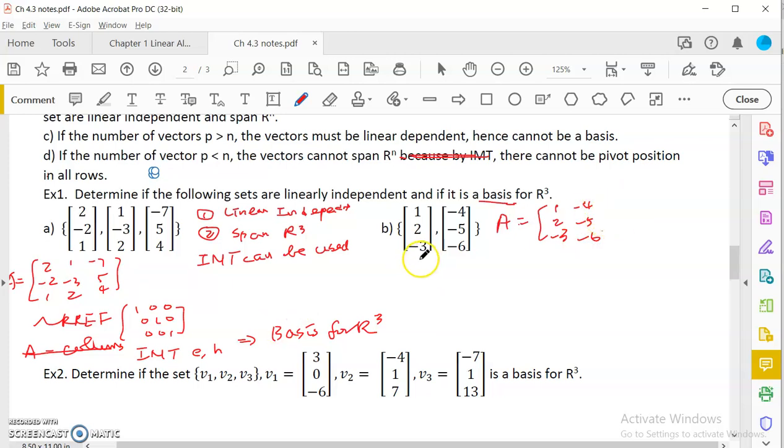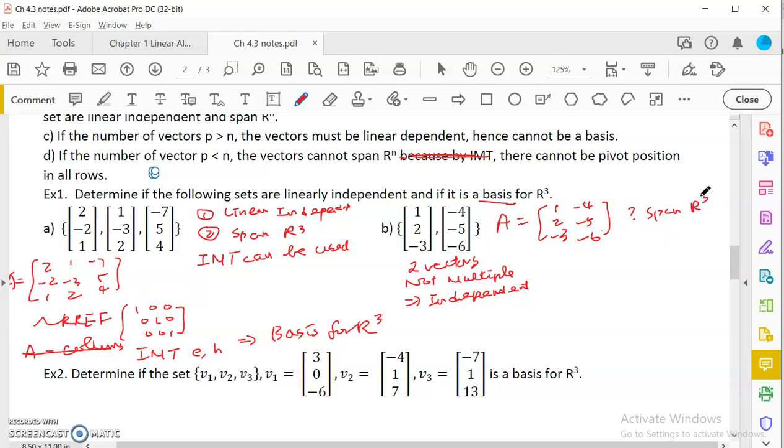Let's check if they're linearly independent first. If they are not linearly independent, there's no way. It's really easy to check because it's two vectors. I only need to check if they're multiples of each other. So they must be independent.